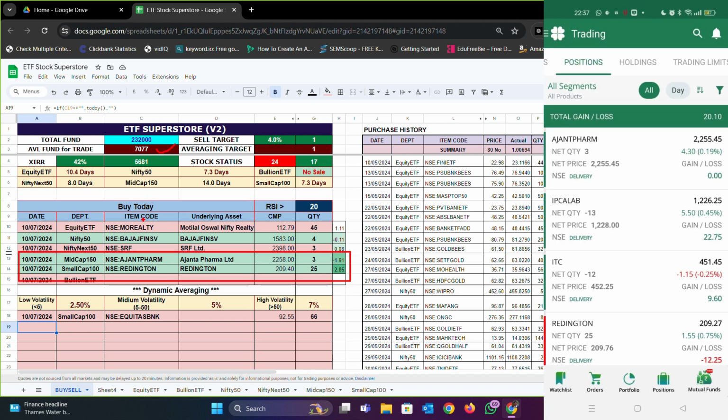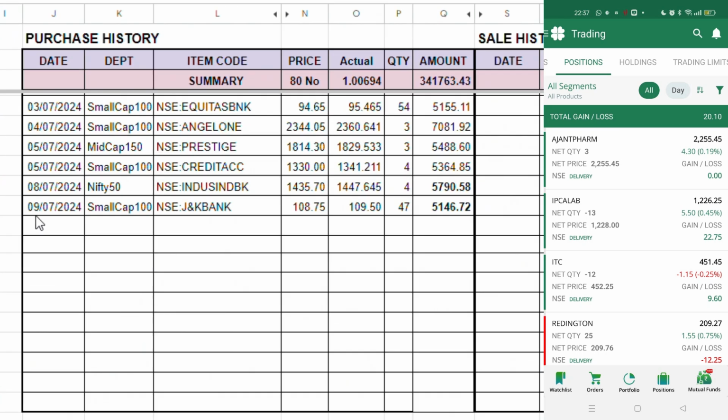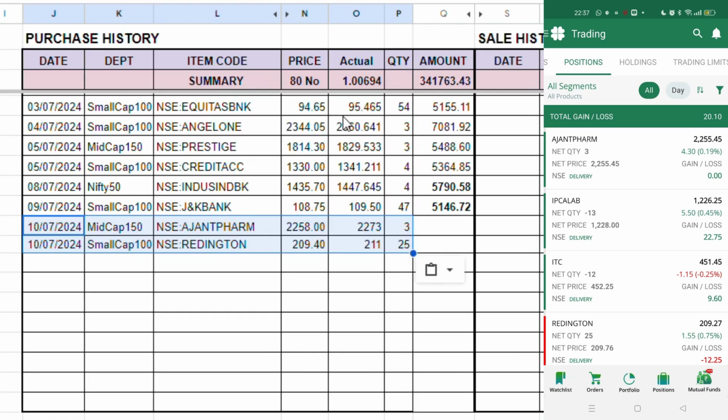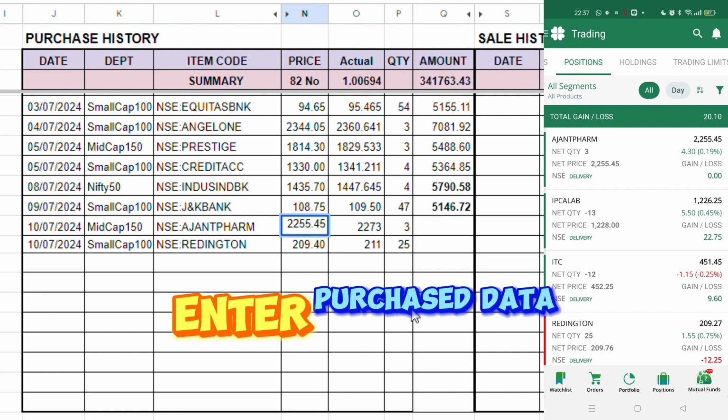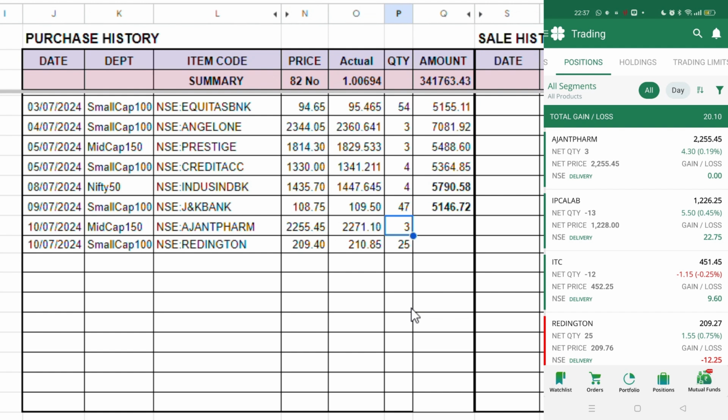As you can see in the screenshot, I've sold 2 stocks and also bought 2. It's crucial to keep our records updated for accurate tracking and analysis. Let's enter the data for the stocks purchased today. First, I'll enter the details of the 2 stocks purchased, including the buying price, quantity, and date.